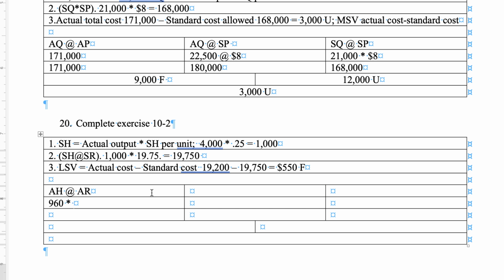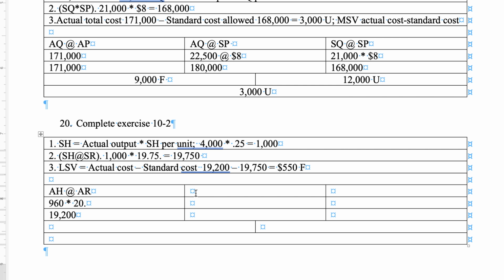Oh, by the way, our actual rate ended up being $20 per hour. Okay, so if we multiply those, that's $19,200. That's the same actual cost that we got in part 3. Okay, so in essence, we didn't need to do this. We could have just plugged in our $19,020, but it's nice to see where that number came from, right?